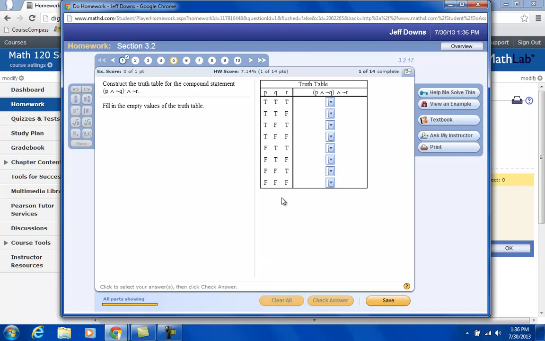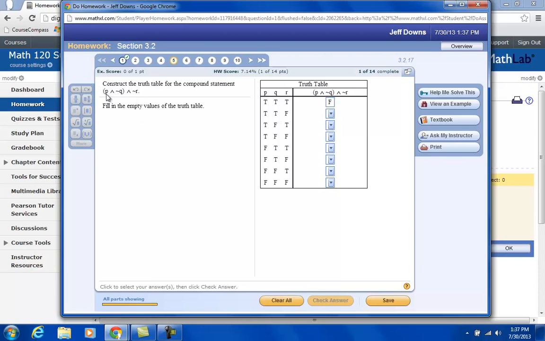Okay, this is interesting. We're going to fill this in. So we have P and not Q and not R. So we're going to do P and not Q first when we do this. So if P is true and Q is true, not Q would be false. So we're talking about true and false. The and means they both have to be true. So the first part's false. And so we have false and not R. R is true, so not R is false. So false and false means the first part is false.